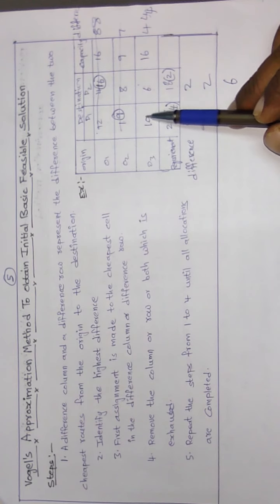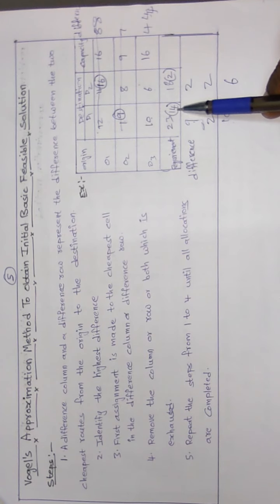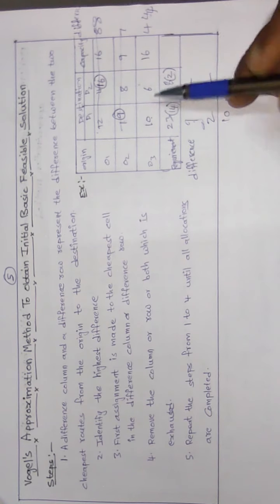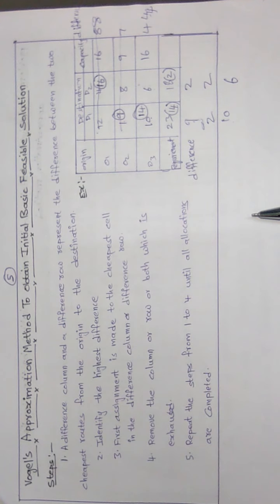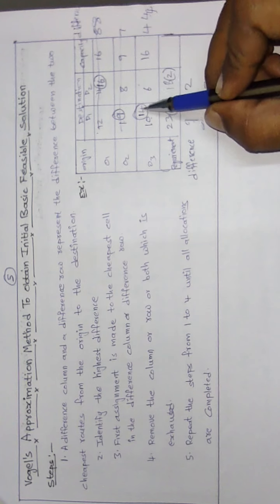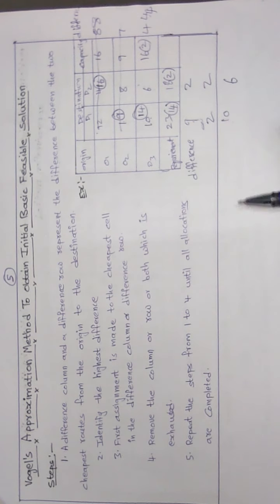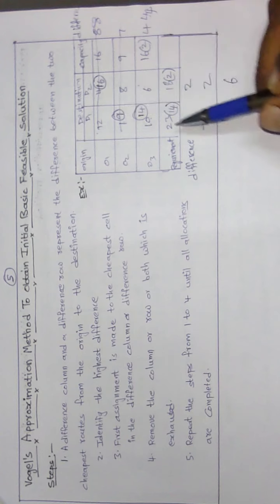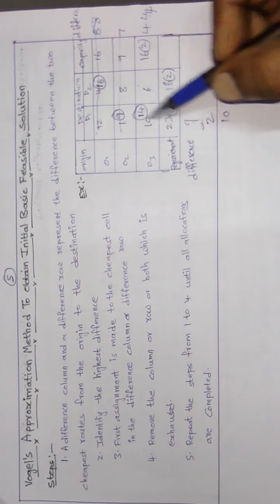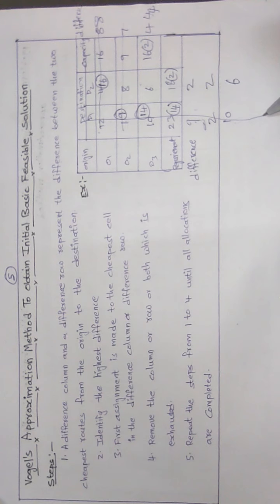So what is the capacity for this cell? 16. What is the requirement? 14. Among 16 and 14, 14 is the smallest value. That means we have to fill here 14. Next, we have to subtract this 14 from the 16, and the remaining is 2. That we have to write here. That means now if you see here, 14 plus 9, 23. So now 23. That means the destination D1 is now completely satisfied, and we have to eliminate this column.